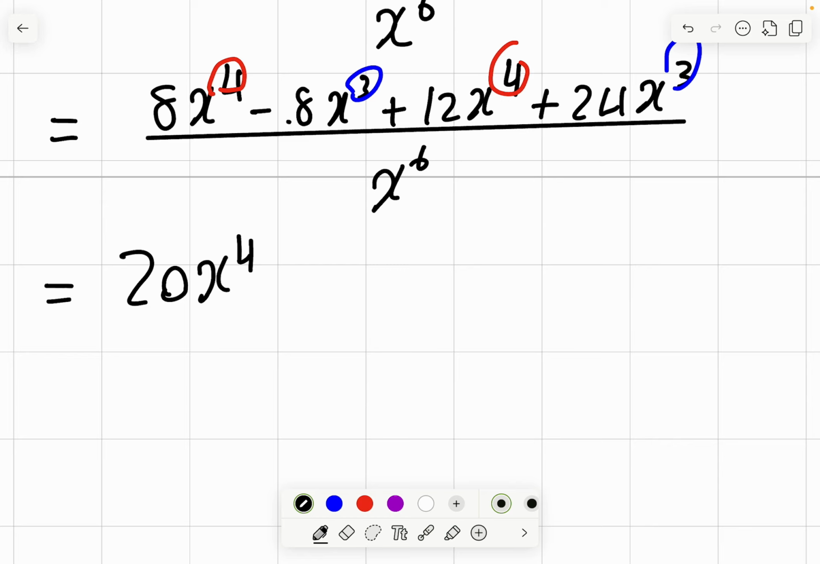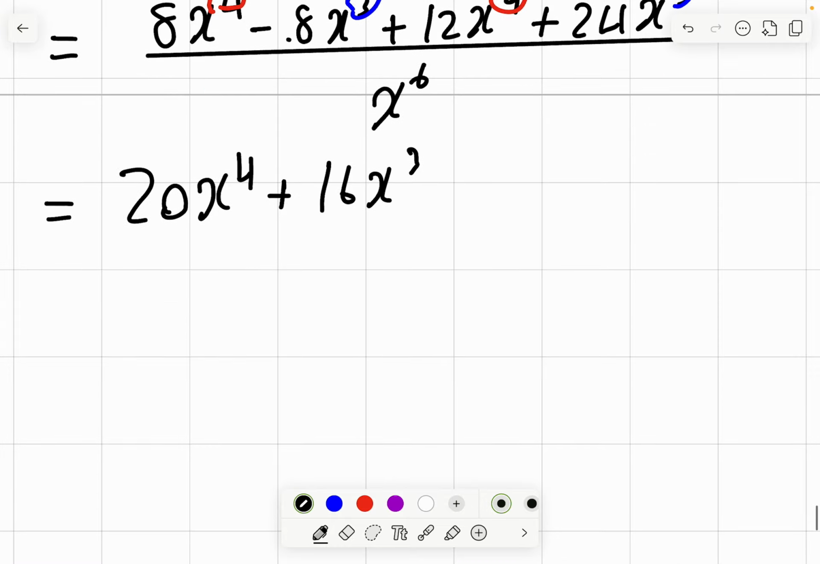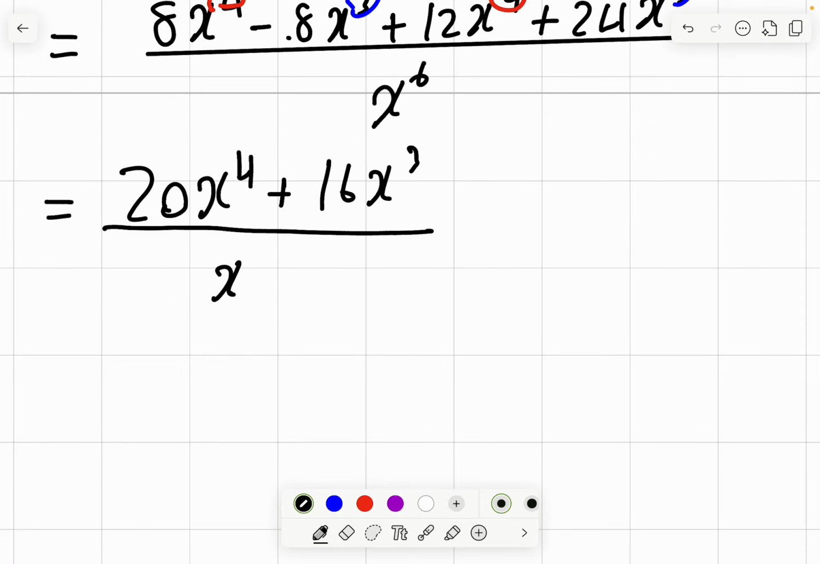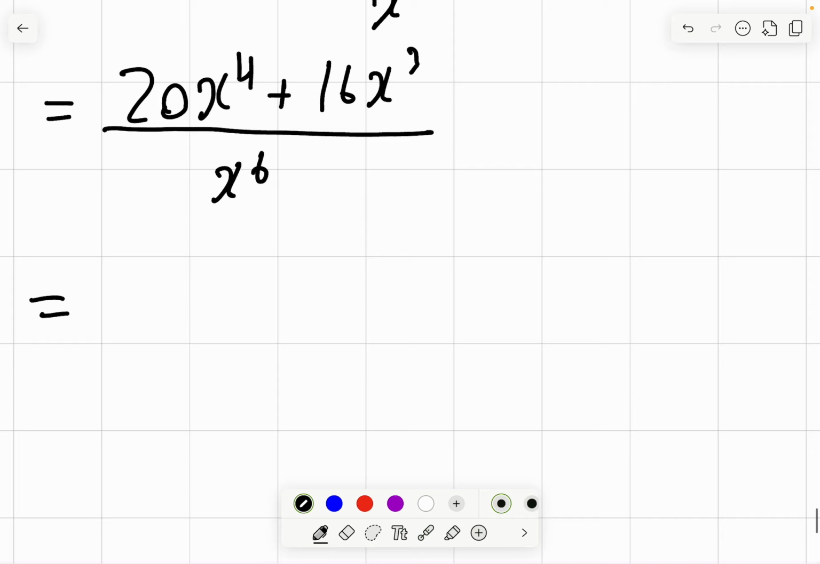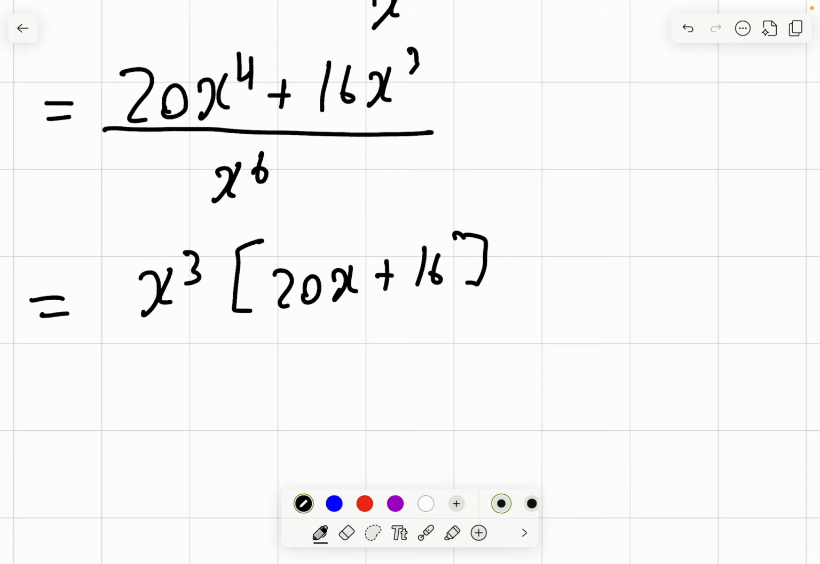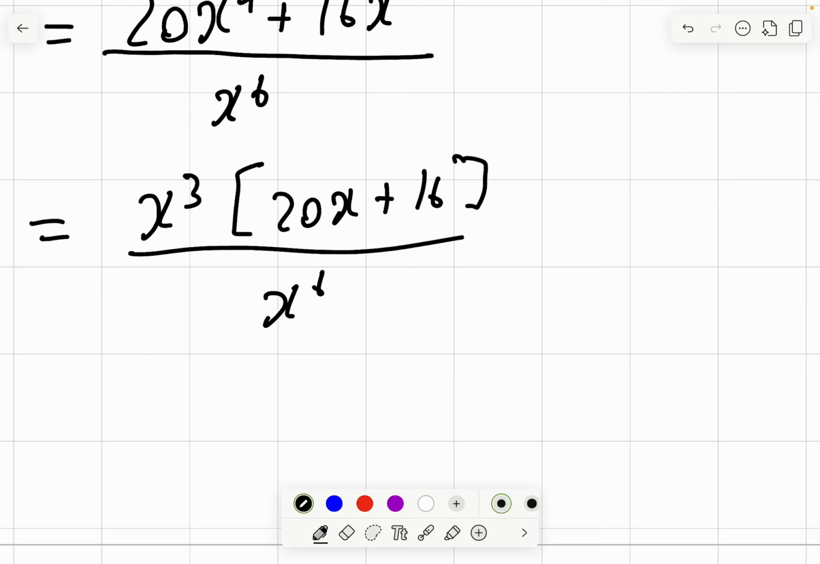Therefore, I have negative 8 plus 24. So whenever I subtract, I'm going to subtract 4 in that 24. I'll remain with 20. I subtract another 4. I remain with 16. Meaning I'm going to have plus 16x to the 3 divided by x to the 6. Therefore, I have common factor of x cubed. I'm going to have x cubed, then I have 20x plus 16, all divided by x to the 6.